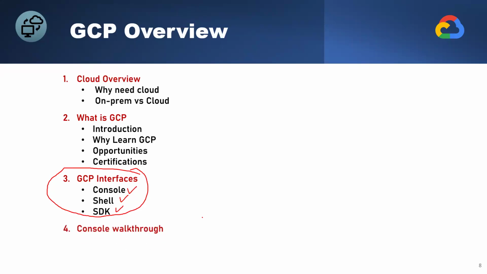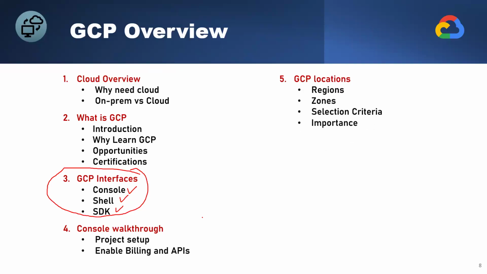Similarly, I'm going to tell you how to set up the project and how to enable billing and APIs. And for GCP locations, if I want to create a solution in GCP, we need to select the location properly. So in GCP locations, we need to understand what regions are, what zones are, and what the selection criteria and importance are. Similarly, in Google Cloud Platform, we need to understand IAM and admin, which is the security point of view to control access to the data and users. So we need to understand identities, roles, and policies, how to assign a role to a user, and what the resource hierarchy is.